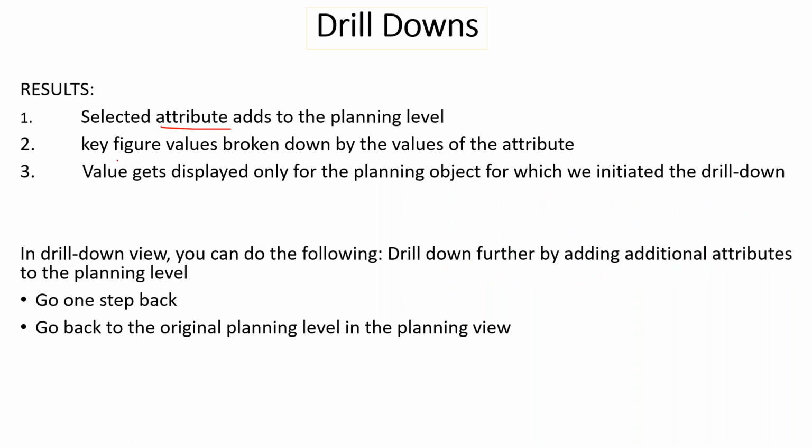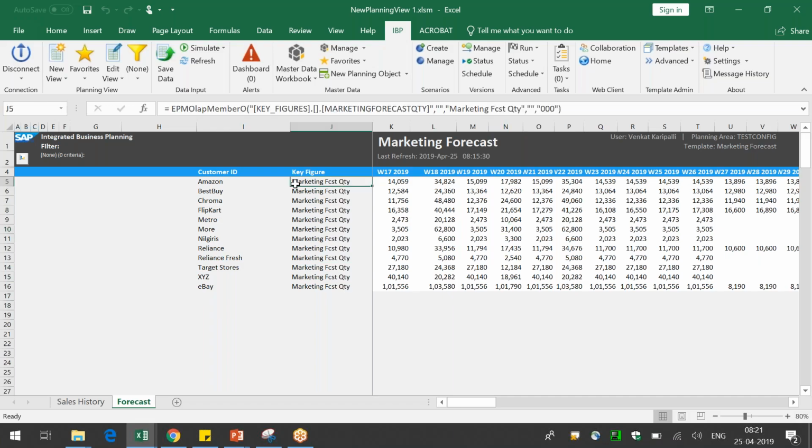The important thing that's happening is key figure values are broken down by the values of the attribute. I have seen the customer key figure values. I've drilled down at the brand level. That aggregated value just got broken down, and it showed the brand level values. Another key thing I want to highlight is that values get displayed only for the planning object on which you have initiated the drill down. For example, I selected Amazon, and when I'm drilling down, it only displays Amazon's data.